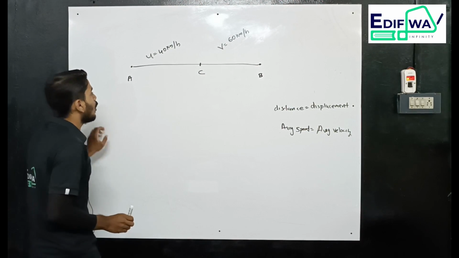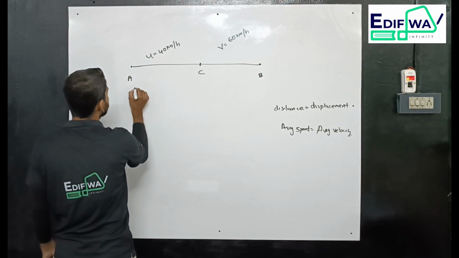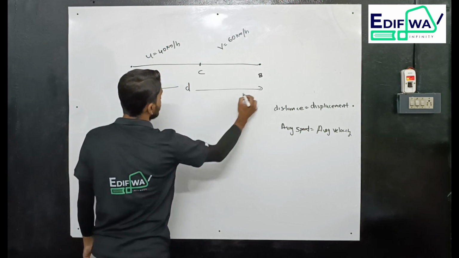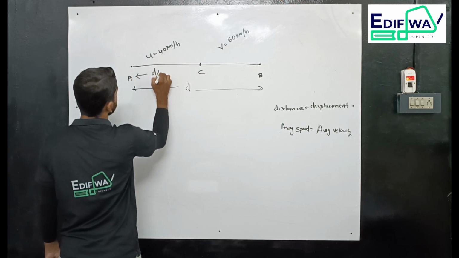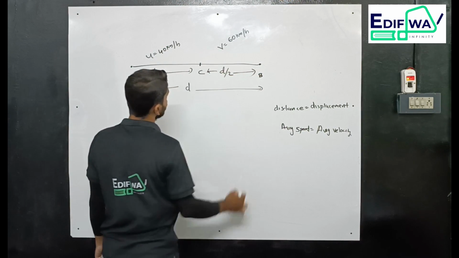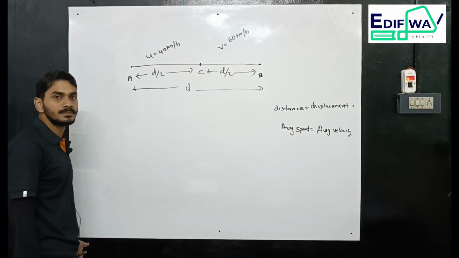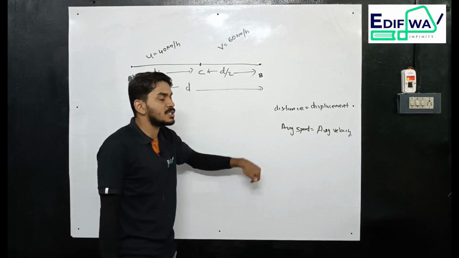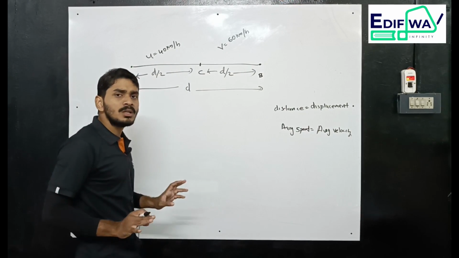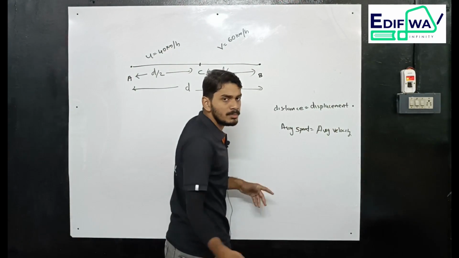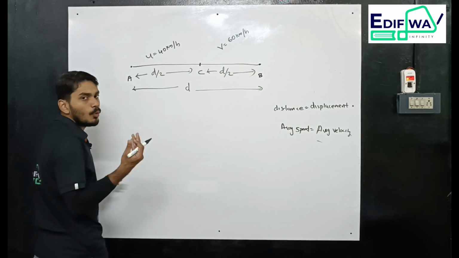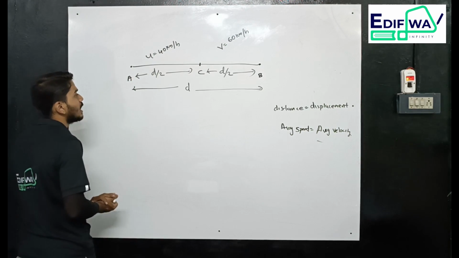Okay, now second method. Let the total distance be d. Then your AC will be equal to d by 2. Clear? And your CB will also be equal to d by 2. Okay. So what is the equation for average speed or average velocity? In this case both are the same, since the distance and displacement are the same, therefore both average speed and average velocity give the same answer. And we already know the answer, it is 48. So let's see how to get that.